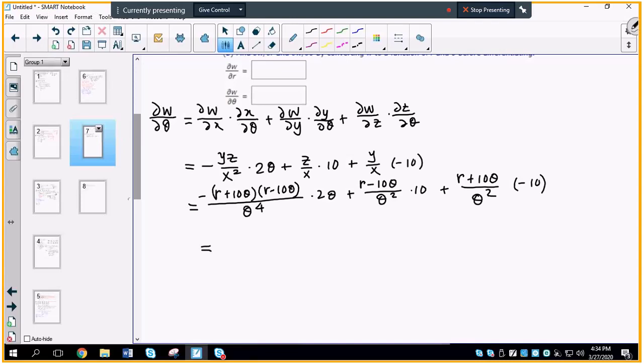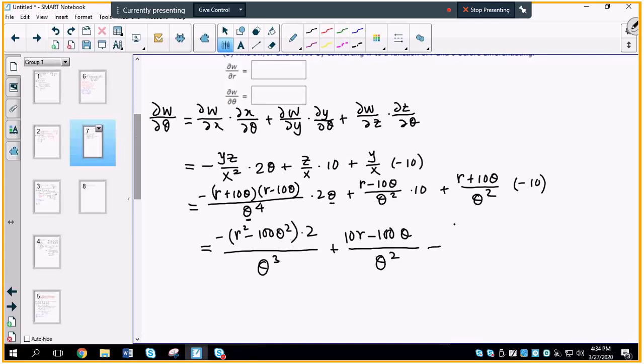First and foremost, I want you to understand that I will cancel this theta with one of the theta in the theta to the power 4. And on the top, I'm going to get minus r squared minus 100 theta squared multiplied by 2 over theta cubed plus 10r minus 100 theta over theta squared minus times plus is minus 10r plus 100 theta over theta squared.